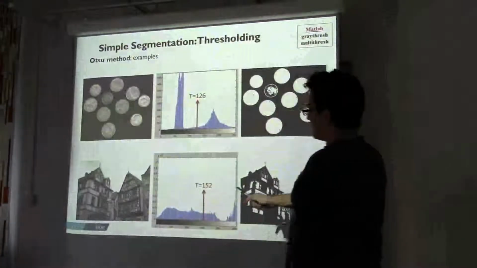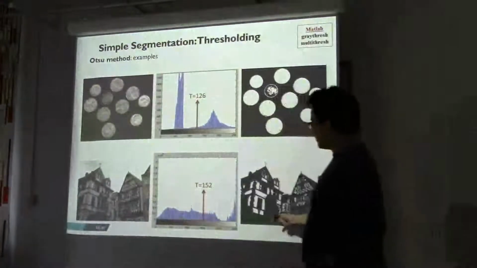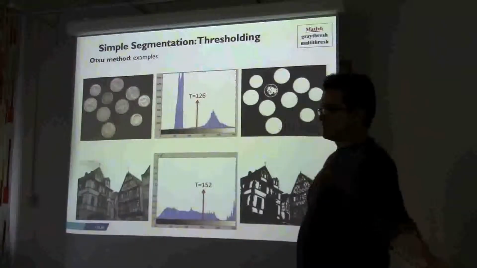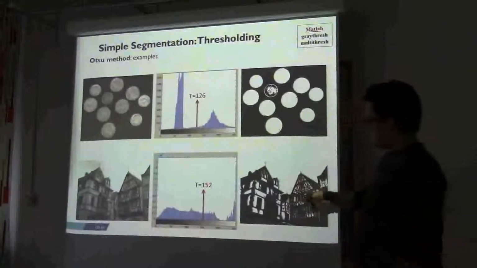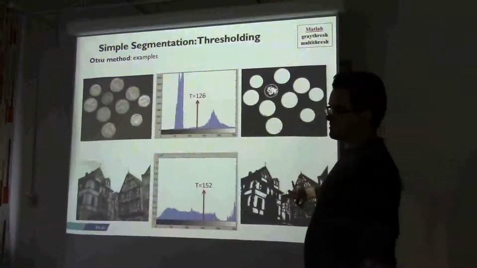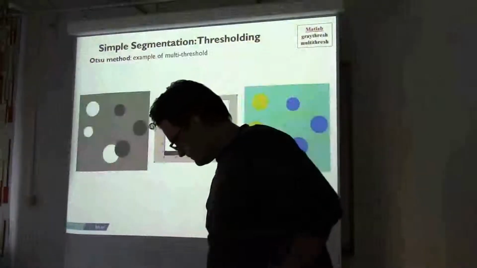Of course, you can apply it to a random image if you wish. What you are going to get is the dark regions on the one side and the bright regions on the other, with not too much sense. But of course, you can apply it to whichever image you wish.